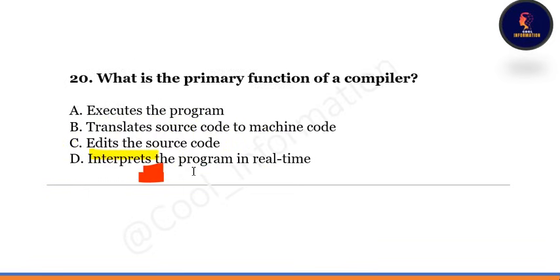Next question. What is the primary function of a compiler? Option A is executes the program. Option B translates source code to machine code. Option C edits the source code. Last option is interprets the program in real time. Correct option is option B, translates source code to machine code. This is the function of a compiler only.